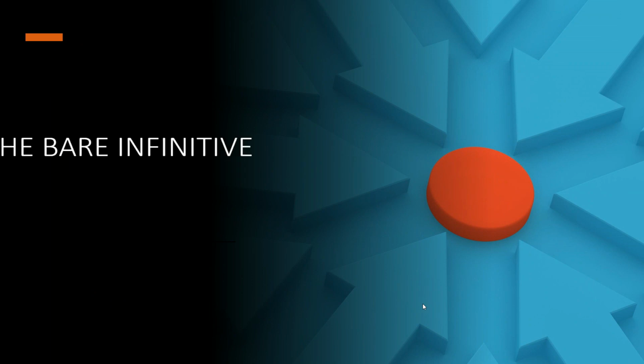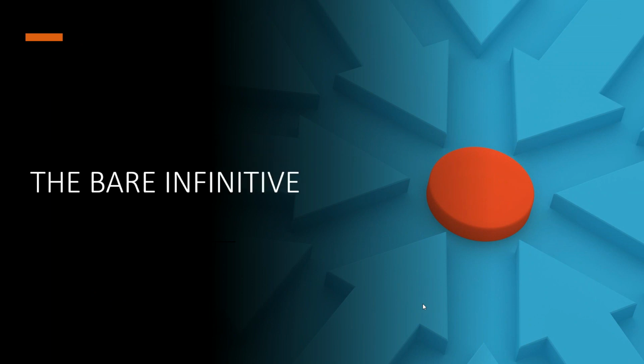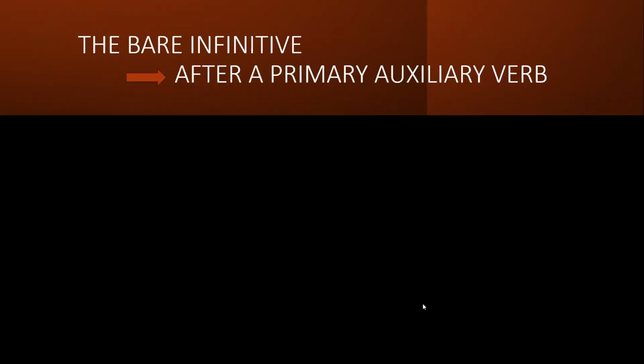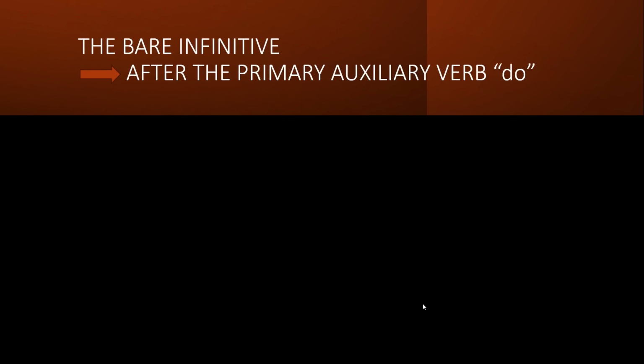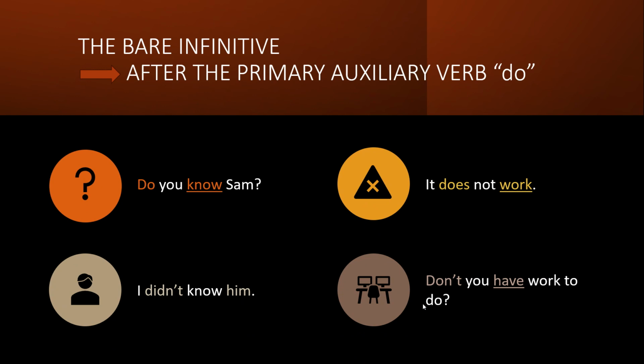Now let's get to the bare infinitive. The first use of the bare infinitive is after a primary auxiliary verb. Primary auxiliary verbs are to be, to do, to have. But we use the to infinitive with the primary auxiliary verb have. For example, do you know Sam? It does not work. I didn't know him. Don't you have work to do?